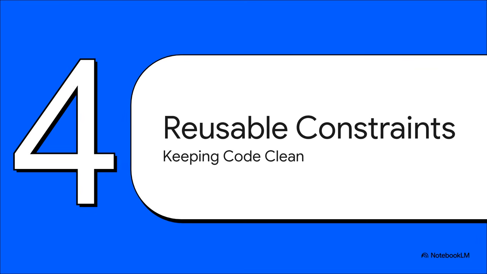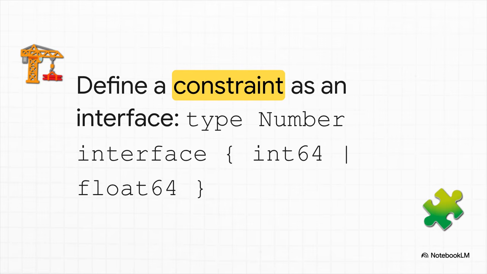We can actually take this one last step to make our code even more elegant. What if we made our constraints reusable? This is a fantastic trick for keeping your code super organized. So instead of writing int64 | float64 right inside our function signature, we can define a new constraint and give it a name, like Number. Here, we're using an interface to say that any type that wants to be a Number has to be either an int64 or a float64.